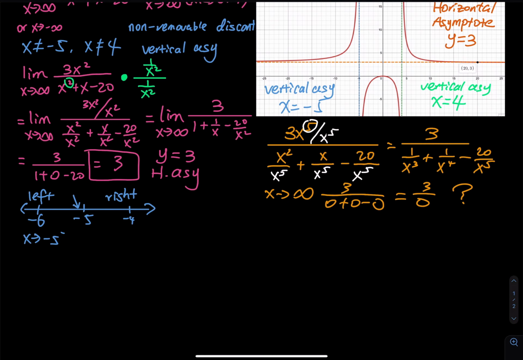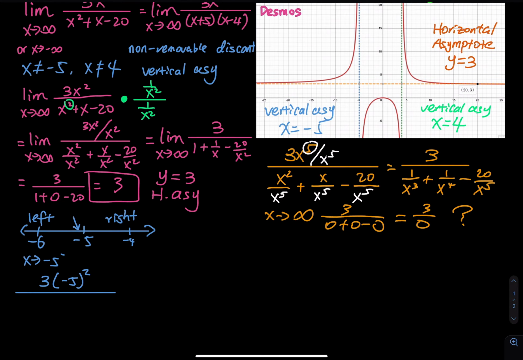So I will just pick the top, so that will be 3, and then -5 squared. How do I get this? This is the given function, 3x squared, right? You just plug in -5. And then the bottom, do you see that in the factor form, there is x plus 5 and then x minus 4. So here is the thing, you have to work with the x plus 5.